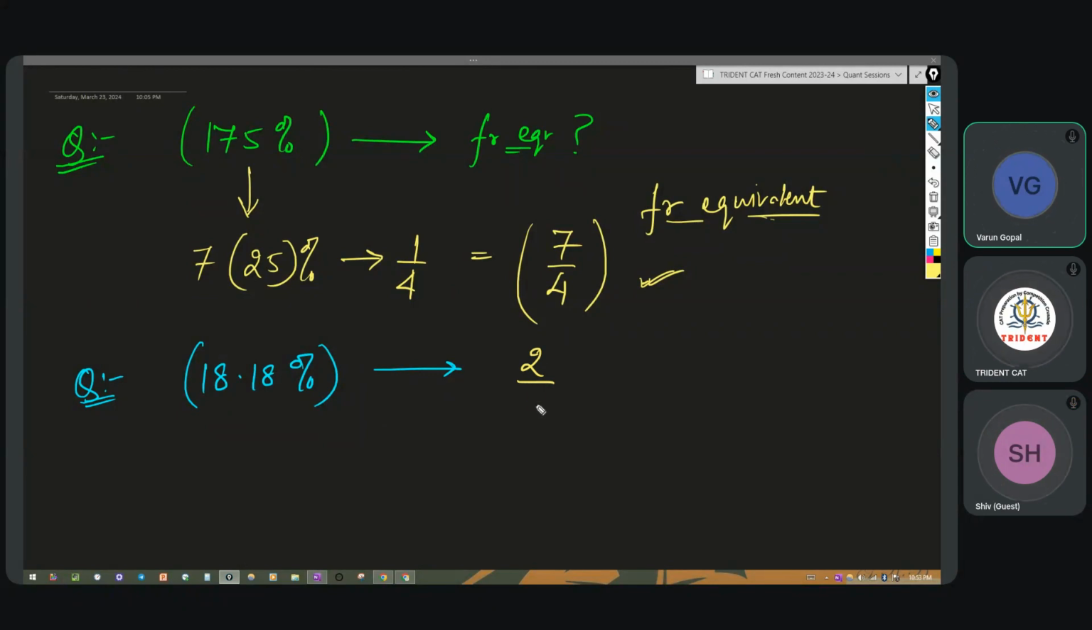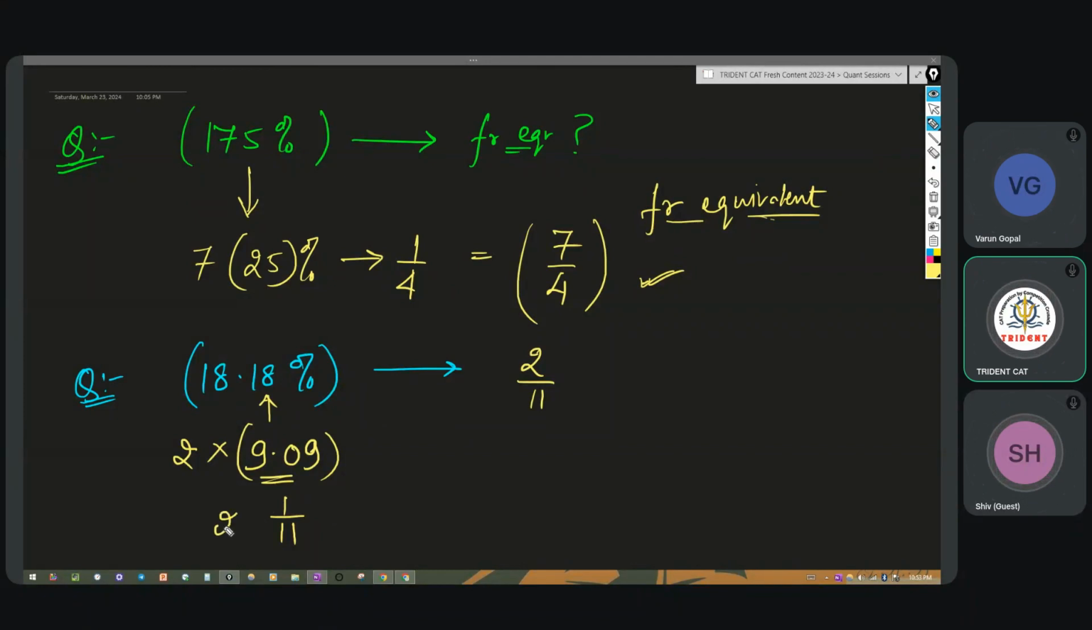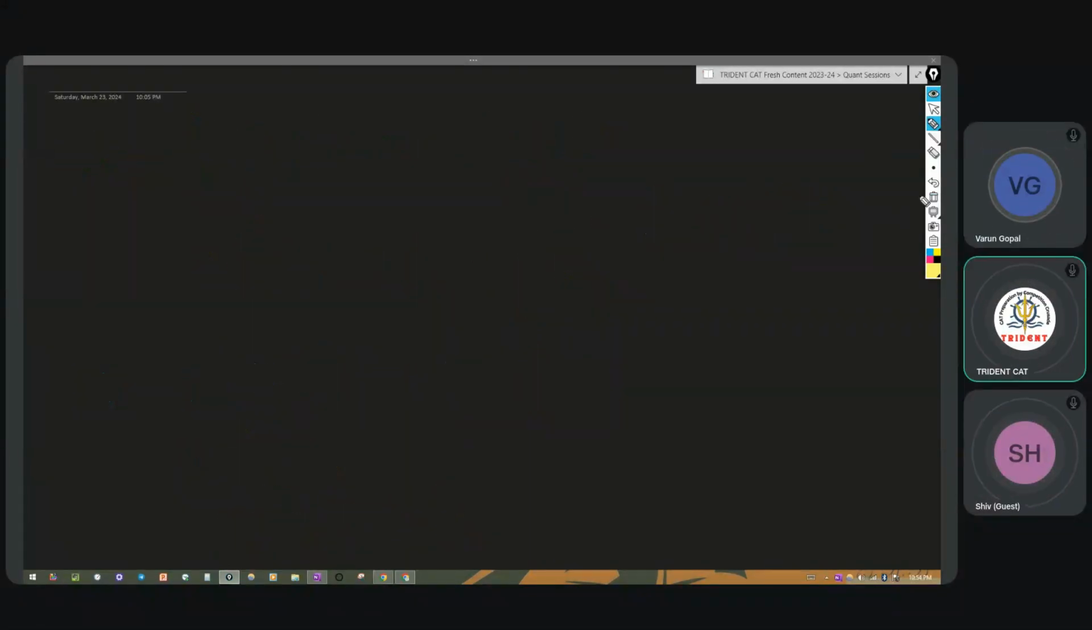So directly, I'm writing it as 2 times 1 by 11. 9.09 is what I'm going to be looking at from this 18.18 by dividing by 2. Why am I writing it as 9.09? Because I know the fraction equivalent of 9.09, which is 1 upon 11. When I multiply 2 to this, the effective fraction equivalent comes out to be 2 by 11. Make sense? Yes. Okay. Now, one last, and then we'll go to the next part.